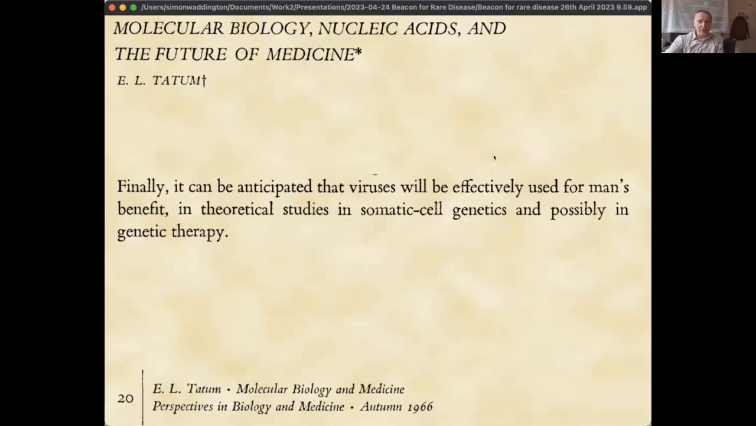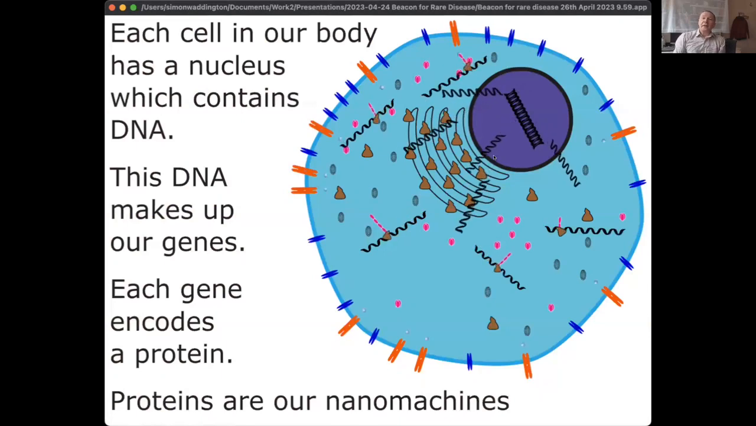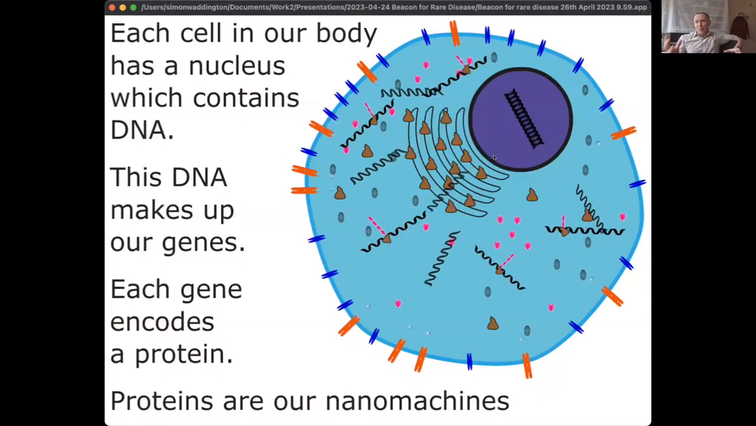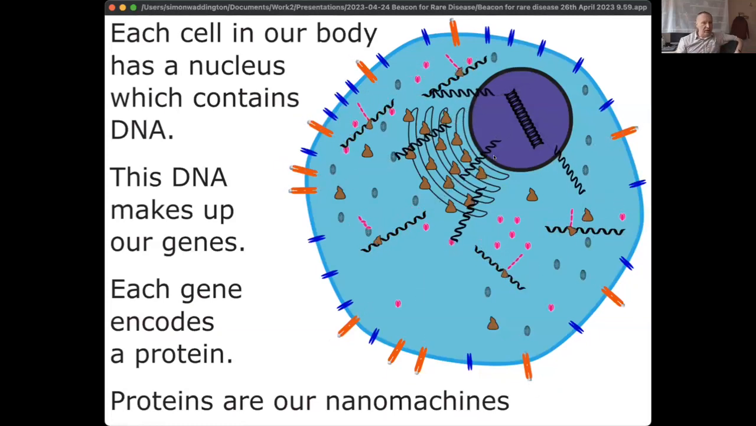I'm now going to move into a bit of a biology lesson, and I'm going to show you a simple cartoon of our cells. Each cell in our body contains a nucleus, which contains DNA. The DNA makes up our genes, and the DNA is packaged up into chromosomes. Each gene encodes a protein, and essentially the proteins are our nanomachines. They are the enzymes of our body. They also form the structure of the muscles.